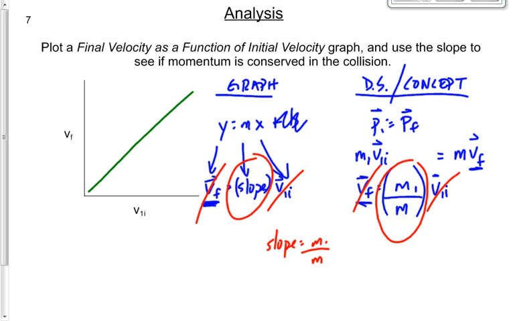You guys know that the slope of a position time graph is velocity. You guys know that the slope of a velocity time graph is acceleration. How do you know that? How do you know those two things?